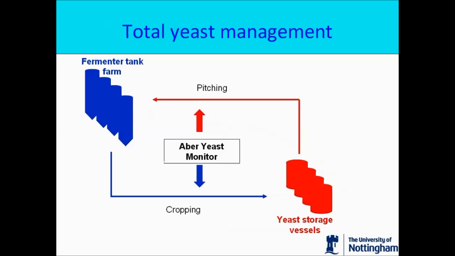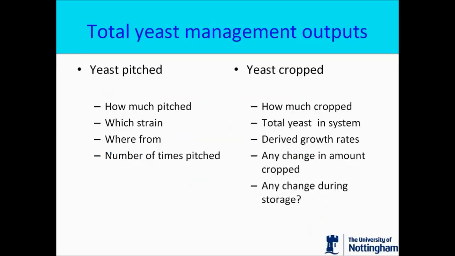If you can control both pitching and cropping, it obviously follows that you can use the system as a total yeast management system, because you've got the inputs of how much yeast is being cropped and how much yeast is actually being pitched. So some of the outputs that it's possible to obtain are shown on this next slide. For example, with this system you can keep a record of how much yeast is pitched. You obviously know which yeast strain it is and where it's from and the number of times it's been repitched and so on. You can calculate how much yeast has been cropped, and therefore from that you can calculate at any given time how much yeast you've actually got in storage.